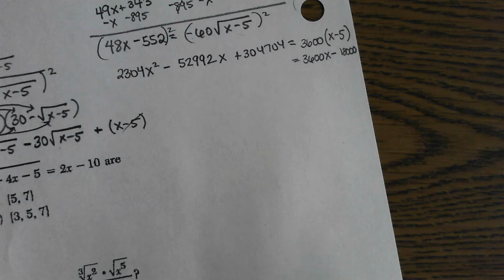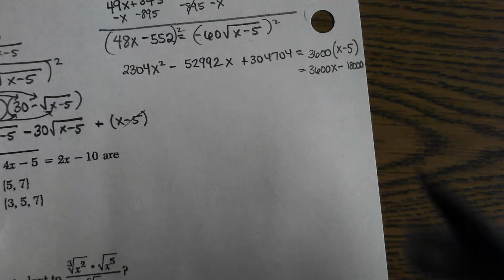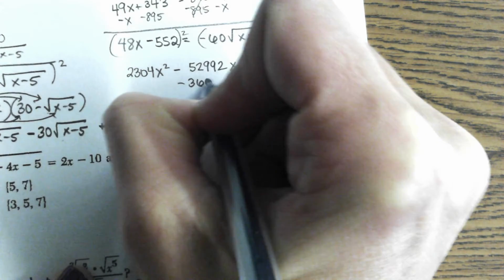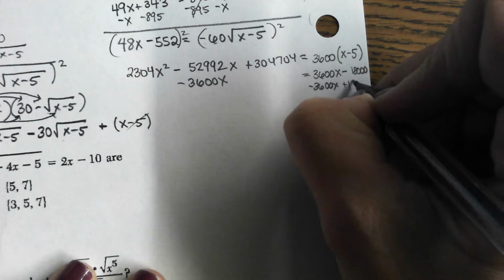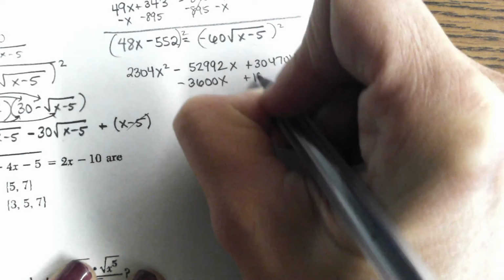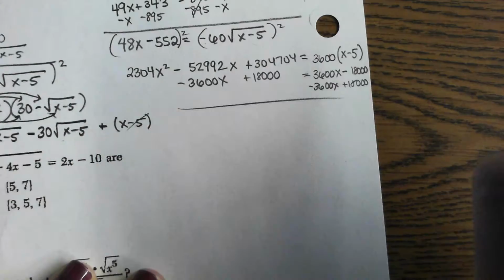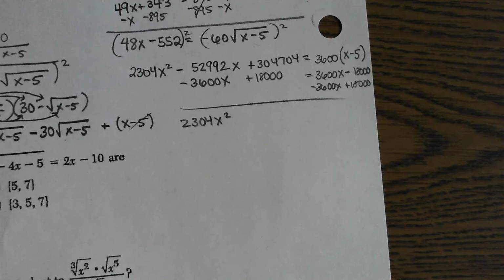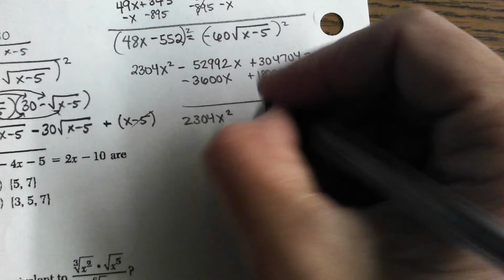And then it's a quadratic. So I'm going to get everything equal to 0. I'm going to subtract the 3600x over to the left, add the 18,000 over to the left, and then my disaster of a quadratic.